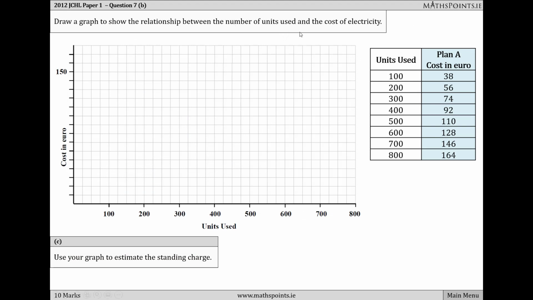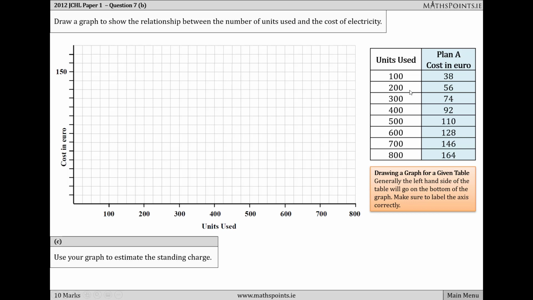The B part of the question then asks us to draw a graph to show this relationship between the number of units used and the cost of electricity. Generally, when we're using a table like this with a left column and a right column, the left-hand side goes on the bottom of our graph. So the units used is going to go on the bottom. It increases in intervals of 100 all the way up to 800. On the side then we have the cost in euro going from 0 up in tens until we get to 150 up here. And above that 160, 170, which aren't labelled.